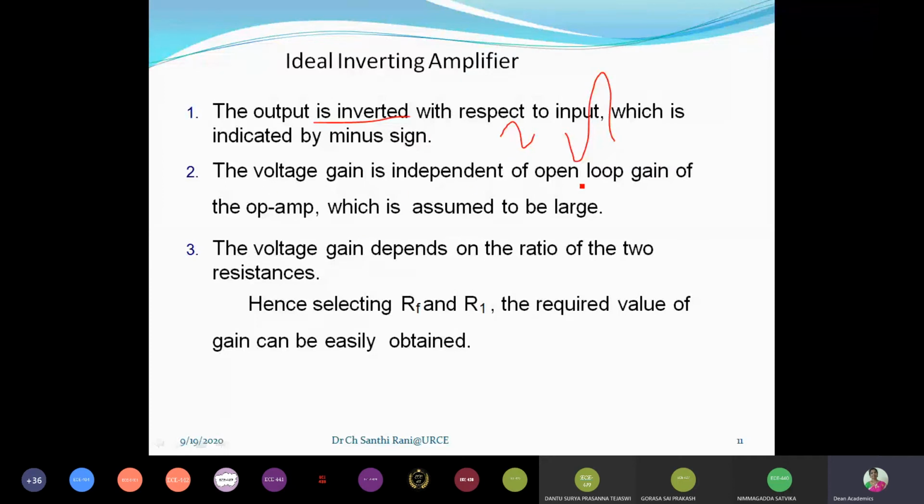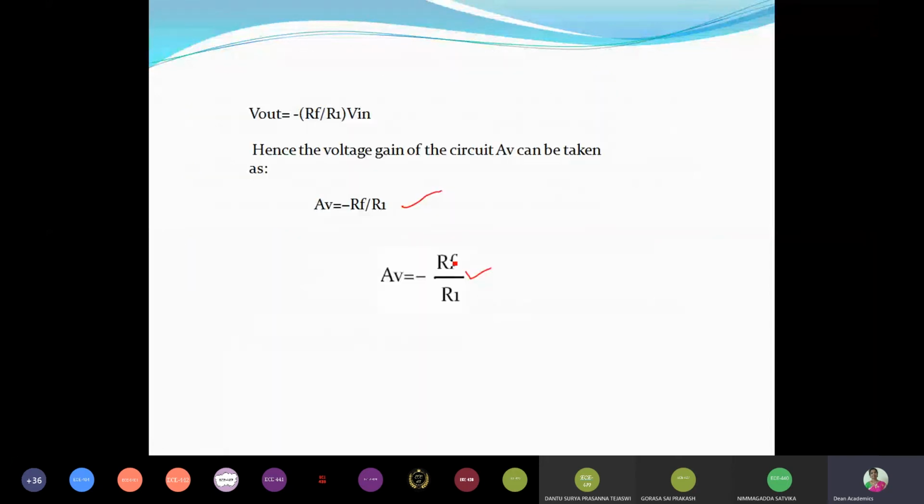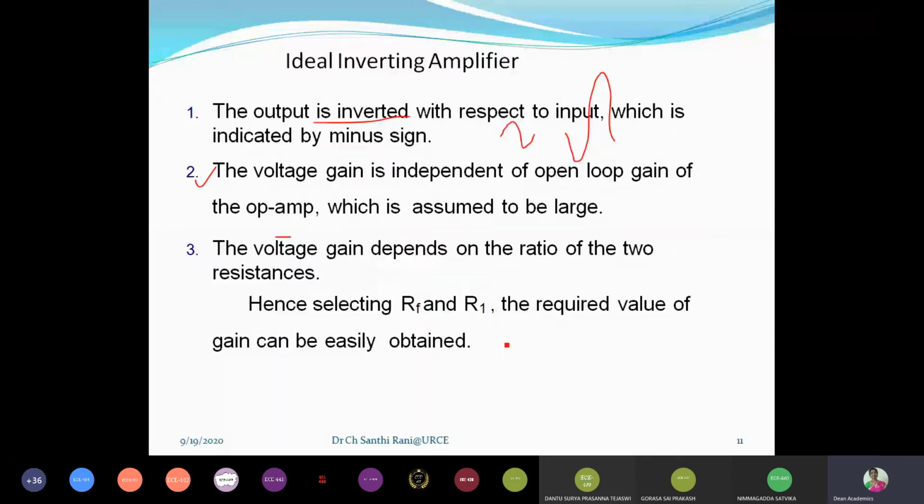And that voltage gain is independent of open loop voltage gain. That means voltage gain AV is equal to RF by R1. That means it is the ratio of two resistances only. That means by selecting the values of resistors R1 and RF, you can obtain whatever gain you want. You can design an inverting amplifier with the required gain, right? Voltage gain depends on the ratio of two resistances only. So that is another advantage.